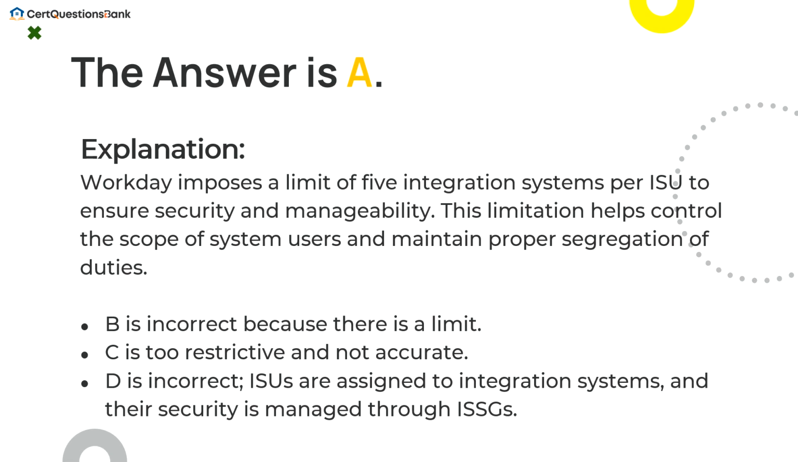The answer is A. Workday imposes a limit of 5 integration systems per ISU to ensure security and manageability. This limitation helps control the scope of system users and maintain proper segregation of duties. B is incorrect because there is a limit. C is too restrictive and not accurate. D is incorrect. ISUs are assigned to integration systems, and their security is managed through ISSGs.